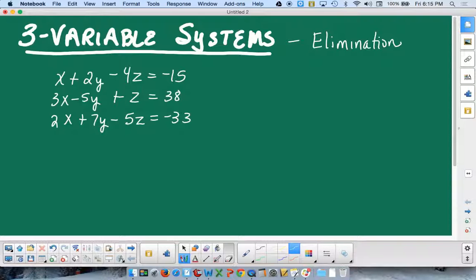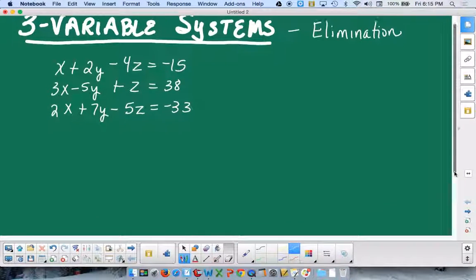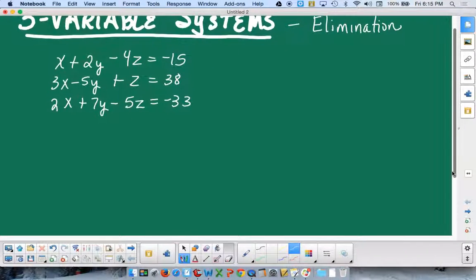Okay, if you've learned to do this before, there's a general process. You have to work your way down. First, we have to get rid of one of the variables. You have to decide, do I want to eliminate x's, y's, or z's? It absolutely does not matter at all how you choose to do it. Just for the ease of following what I'm doing, I'm going to opt to get rid of x's first.